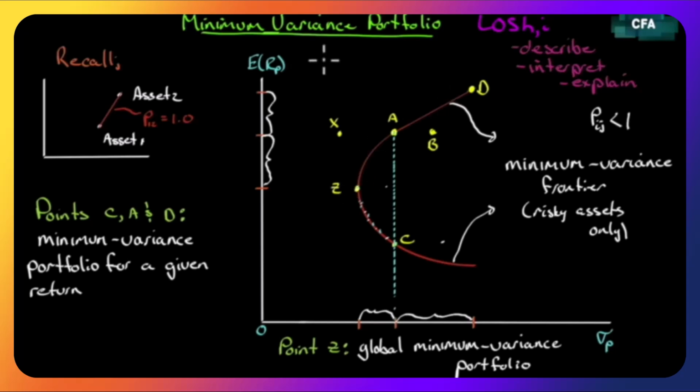Let's make a point of that. From point Z all the way to D and beyond has a name as well. It is called the Markowitz efficient frontier. That makes sense, right? Because every point below the global minimum is inefficient, because we could do better simply by moving straight up. If this is inefficient, this must be efficient.